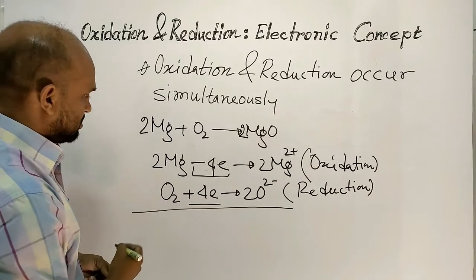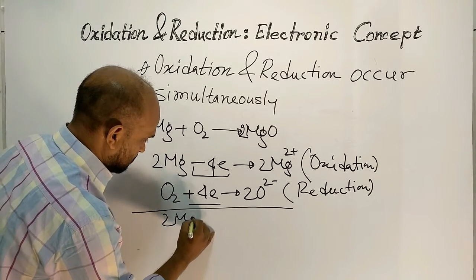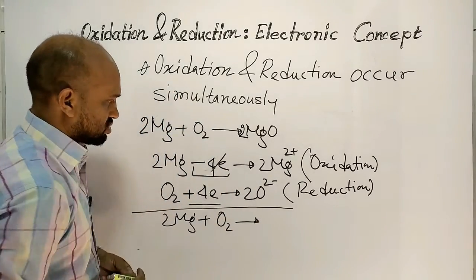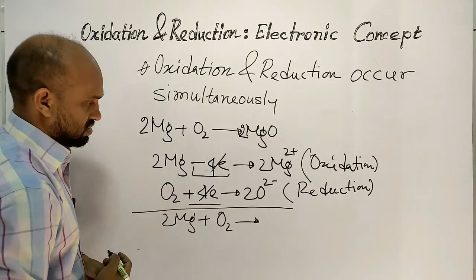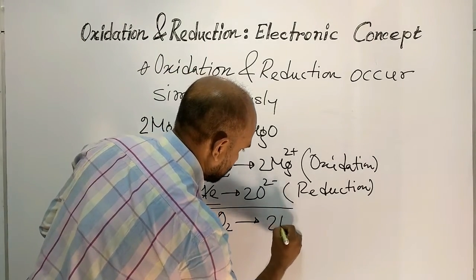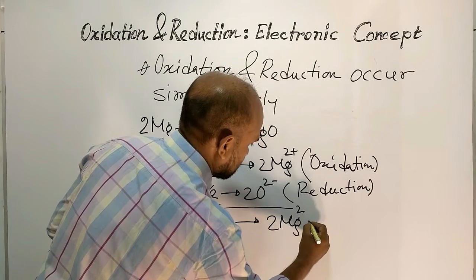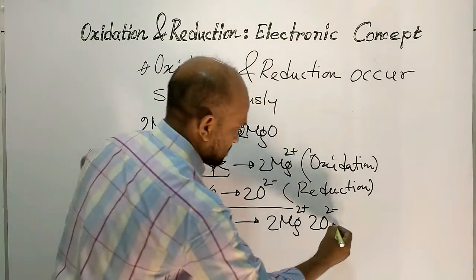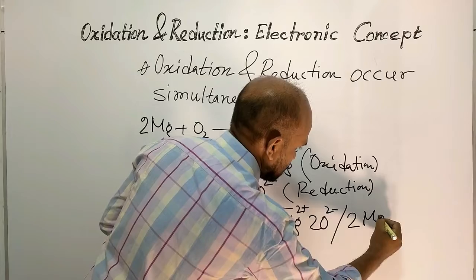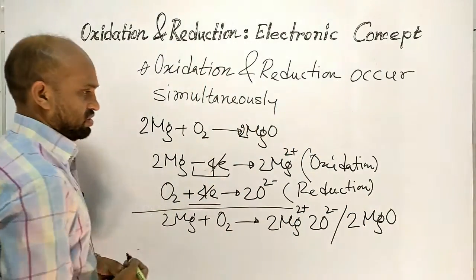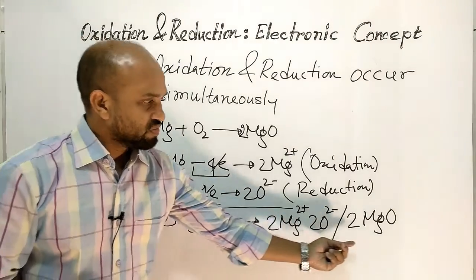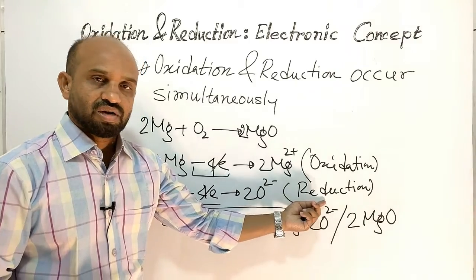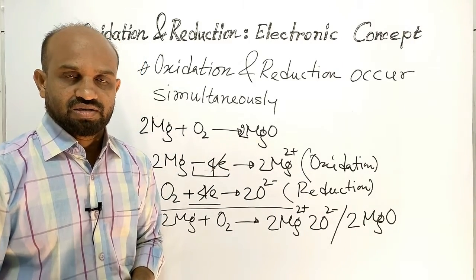So in this reaction, 2 magnesium plus oxygen, these 4 electrons will be transferred. Here 2 magnesium 2 plus and 2 oxygen 2 minus. That means simply we can write 2 magnesium oxide molecule. So in the formation of magnesium oxide, oxidation and reduction happen simultaneously.